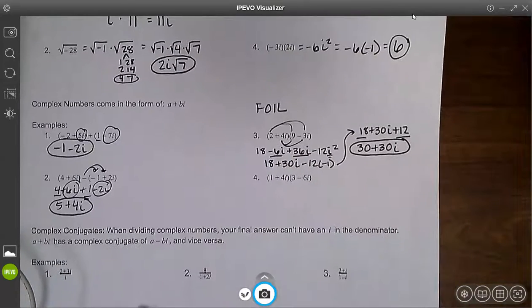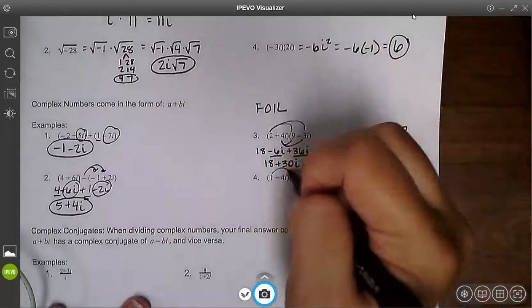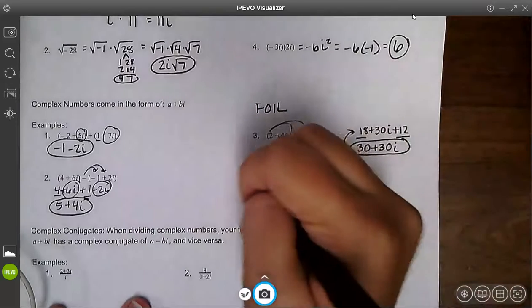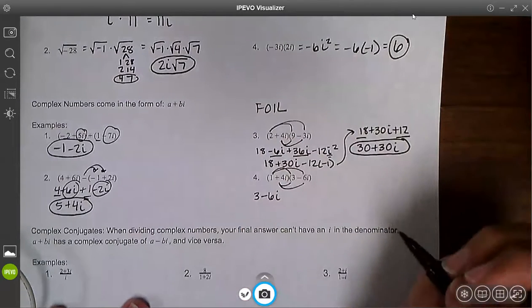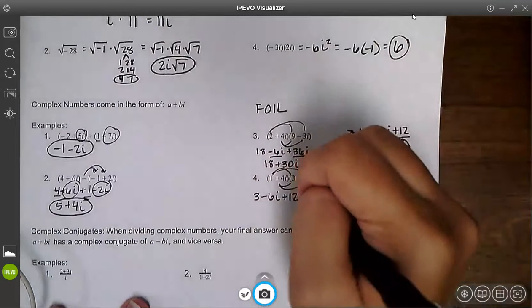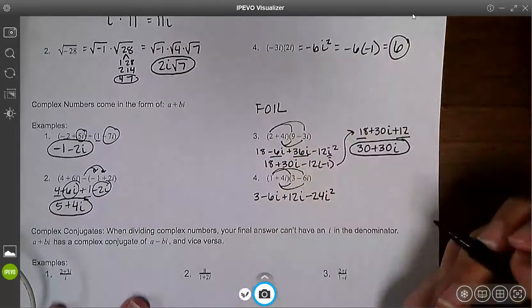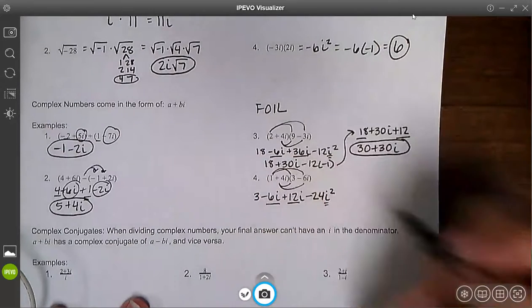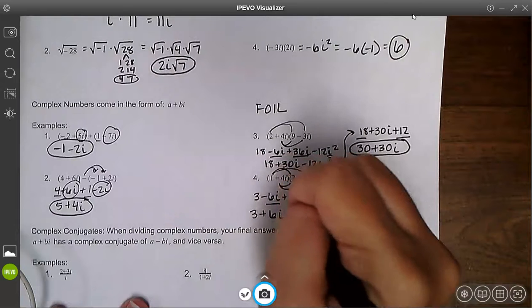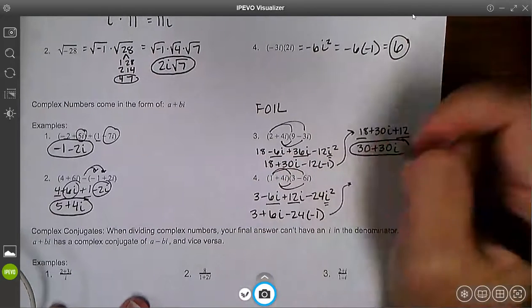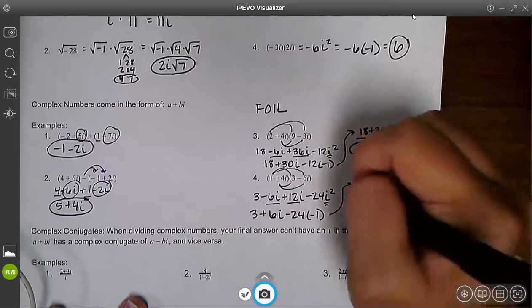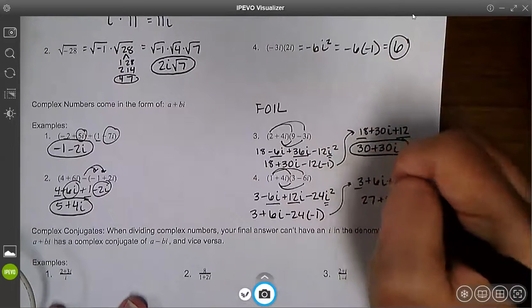One more. Again, FOILing. 1 times 3 is 3. 1 times negative 6i is negative 6i. 4i times 3 is 12i. 4i times negative 6i is negative 24i squared. Combine your like terms and know that i squared is negative 1. We have 3 plus 6i minus 24 times negative 1. 3 plus 6i plus 24. Combine your like terms. You get 27 plus 6i.